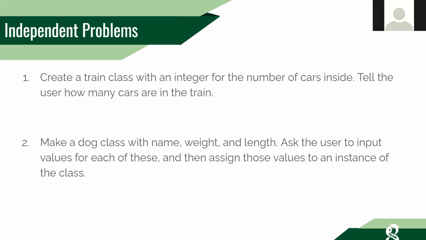And for your second one, you're going to want to create a dog class with name, weight, and length. And then ask the user to input a name, weight, and a length. And then create an instance of the class with the user's inputted values.